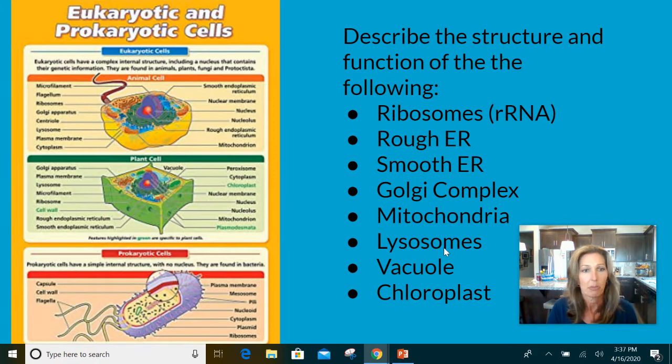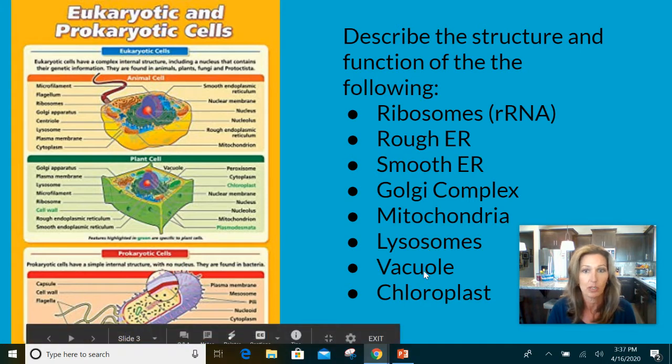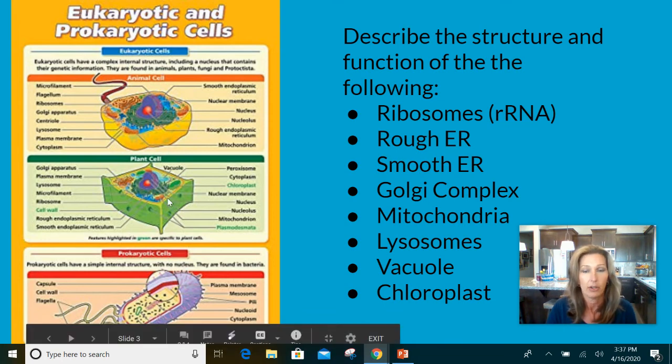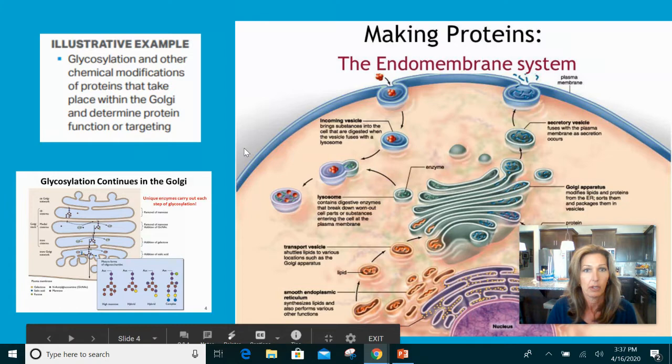Lysosomes are membrane packets filled with hydrolytic enzymes. Vacuoles are for storage, and we'll talk quite a bit about the plant vacuole. And remember, your chloroplast is the organelle for photosynthesis. But make sure you're going back through and recognizing those differences, what they look like, and also the function of those.